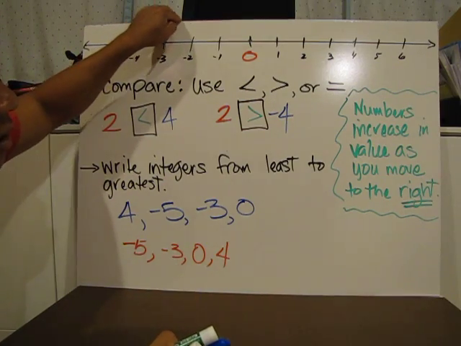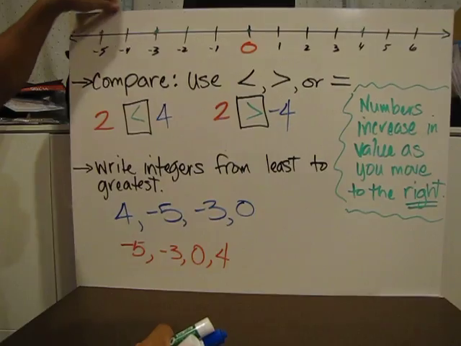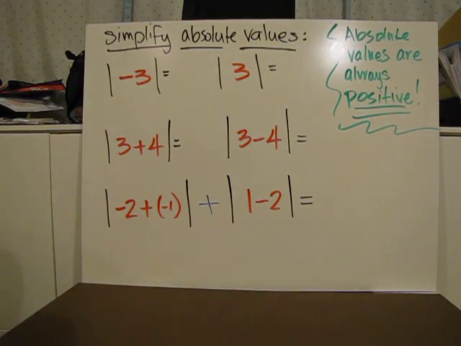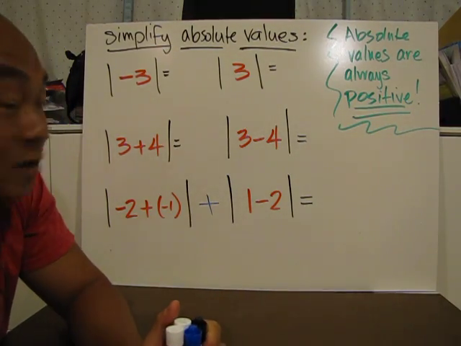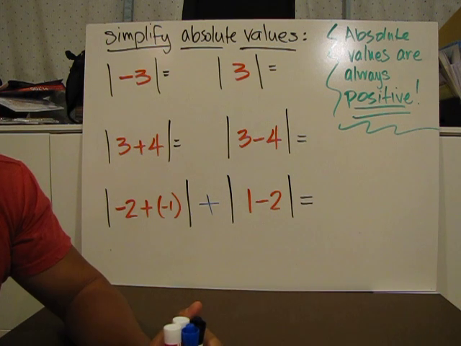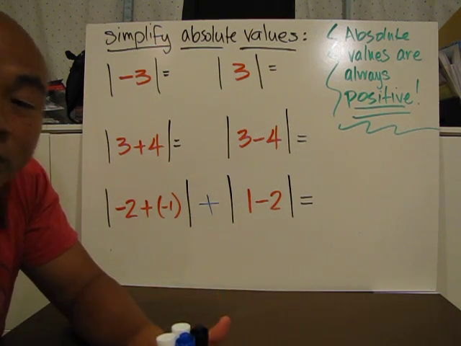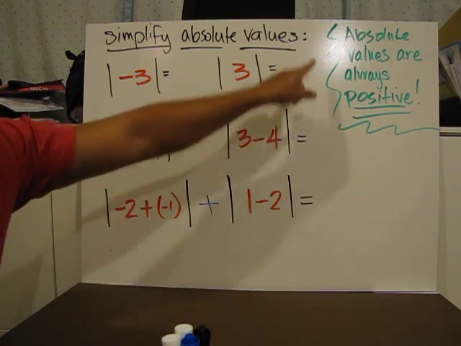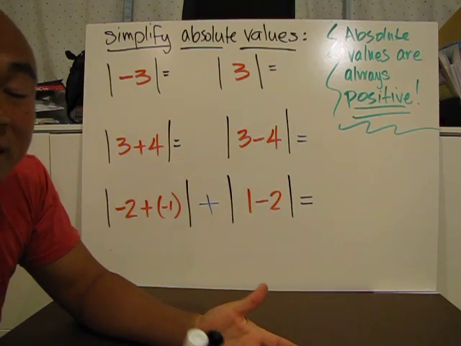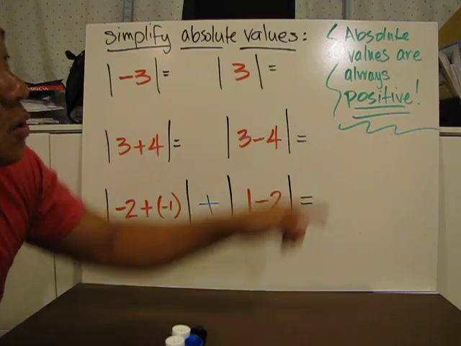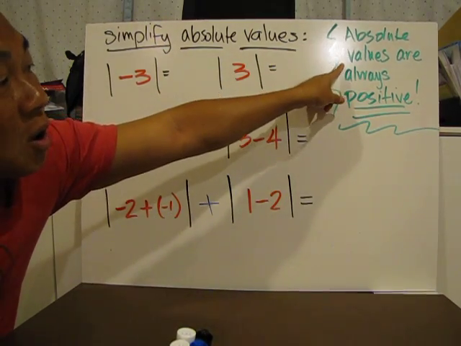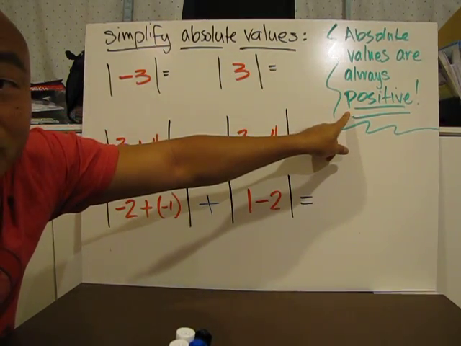Alright. And our final example that we're going to talk about is absolute values. Now, an absolute value basically means how far away that number is from 0. So if you notice, distance, you can't really have negative distance. So absolute values are always going to be positive. Always.